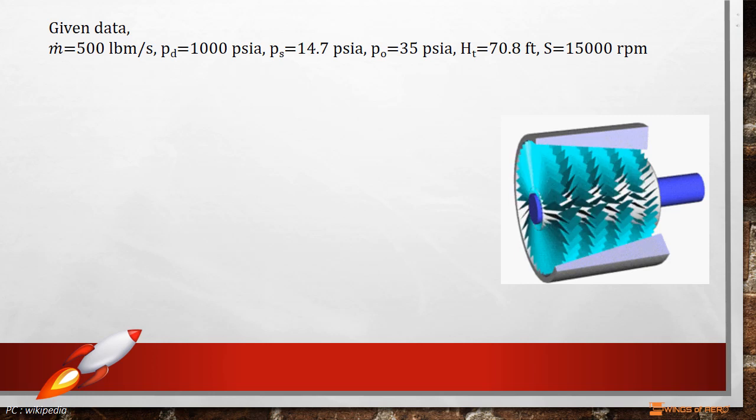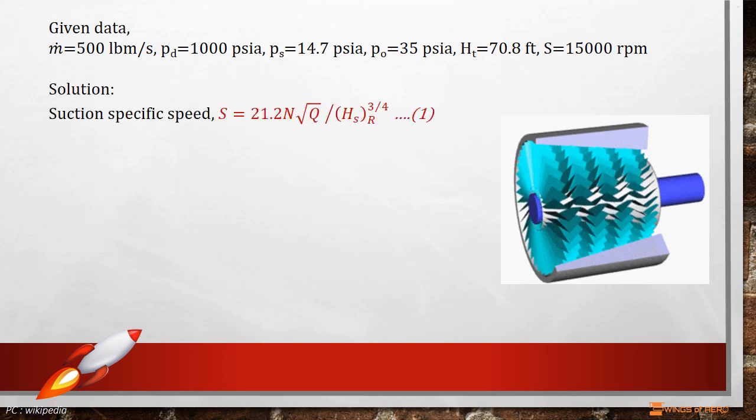Now we have to find out the shaft speed of the liquid oxygen pump. The suction specific speed S depends on the quality of design and the specific speed. Then write S is equal to 21.2 N times square root of Q divided by HS suffix R to the power 3 divided by 4, where Q is the volume flow rate, S is the suction specific speed, HS suffix R is the required suction head, and N is the shaft speed. From this we can solve for N.